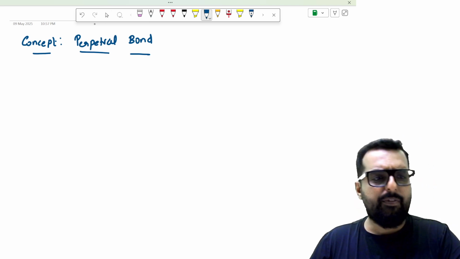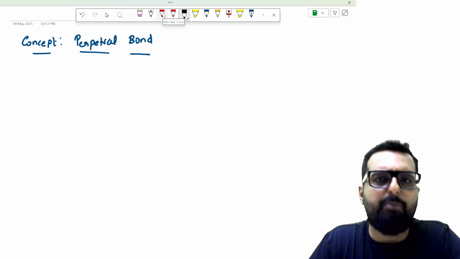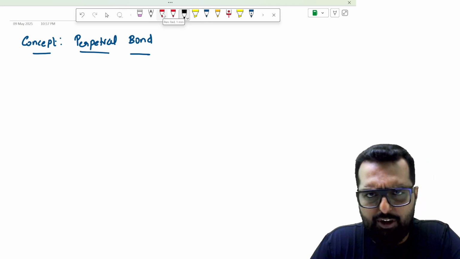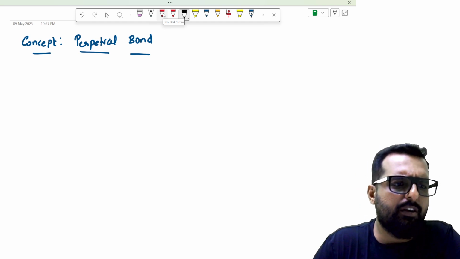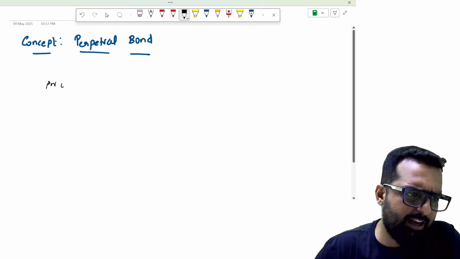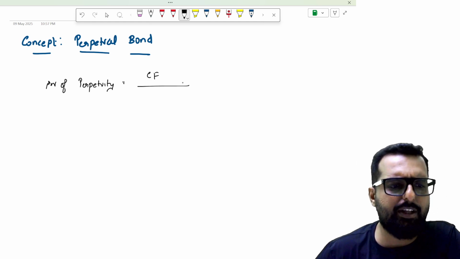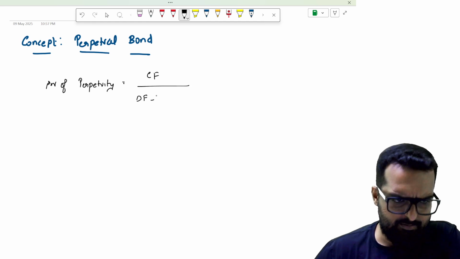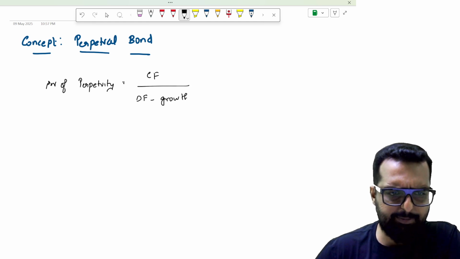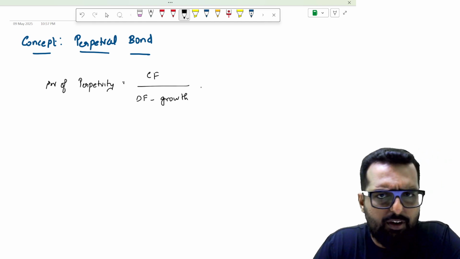All right, friends. Now let us learn the concept of perpetual bond. In our basic introduction, we have already learned the value of a bond using perpetuity. So the present value of perpetuity is nothing but the cash flow divided by discounting factor minus growth. This is what we have learned in our basics.